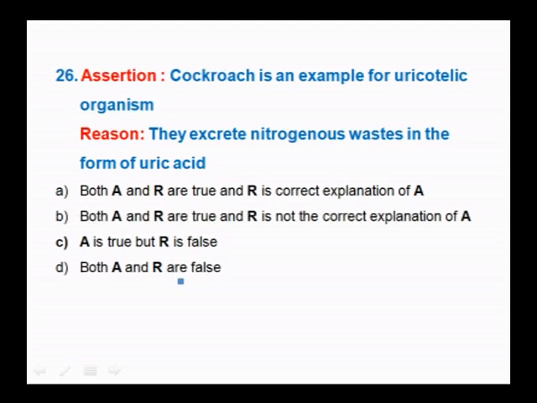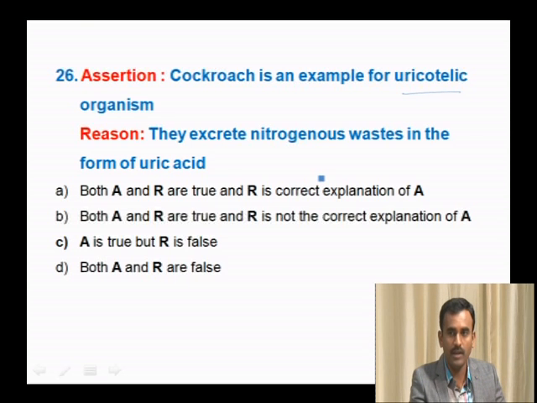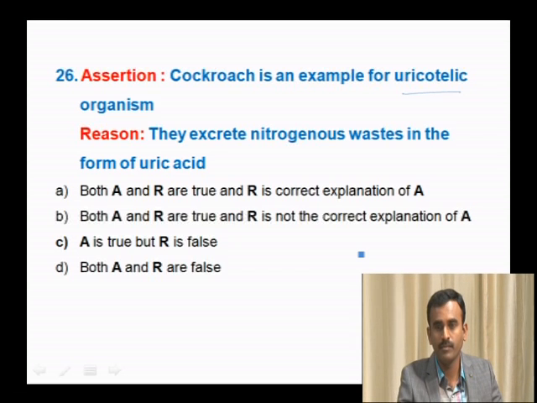Assertion and reasoning question. Cockroach is an example for uricotelic organism. Uricotelic organisms are the organisms which excrete uric acid. Based on the elimination of nitrogenous waste, we can classify the animals into 3 types, based on the waste material which comes out of the body. Some organisms eliminate nitrogenous waste in the form of ammonia. The organisms which eliminate ammonia as nitrogenous waste are called ammonotelic.